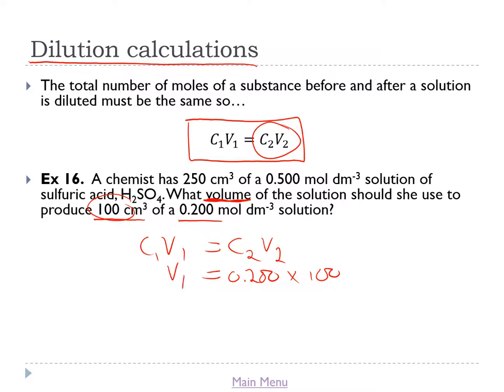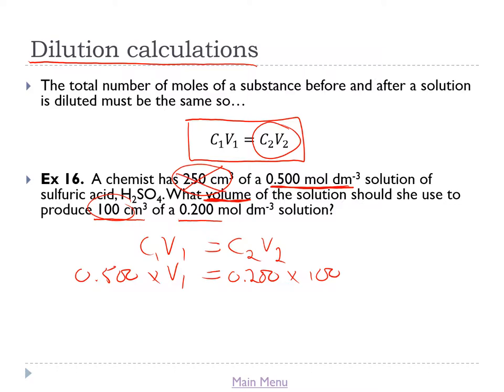But the initial concentration of the solution is here, 0.5 moles per decimeter cubed, so we're going to have 0.5 there. Now note, this 250 is not going to be used, that is just kind of surplus information. And questions will do this sometimes, it's important that you can select and identify which information is relevant and which isn't, and this is not relevant, so we are going to ignore it.